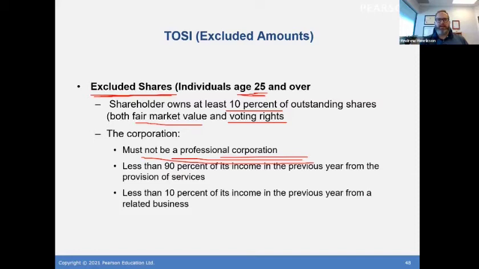Also, less than 90% of the income in the previous year can be from the provision of services. So again, this is less than 90% of the income in the previous year from the provision of services. So the type of company is important here. And less than 10% of its income in the previous year from a related business.